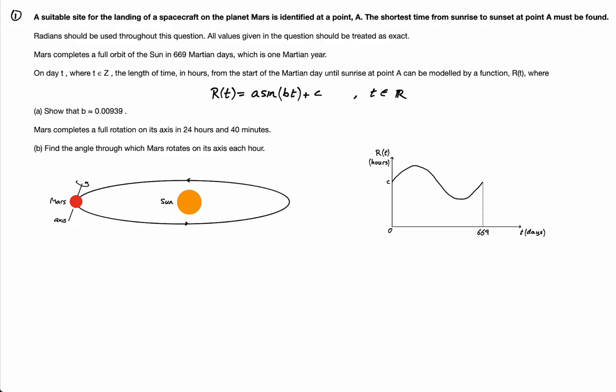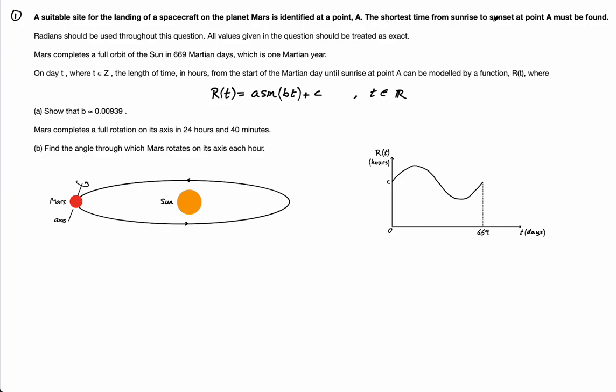Okay, paper 3, question 1. So guys, remember this first bolded part of the question is very important because it tells you what's going on in the question. It says a suitable site for the landing of a spacecraft on the planet Mars is identified at a point A. The shortest time from sunrise to sunset at point A must be found. So we're trying to find the shortest time from sunrise to sunset.